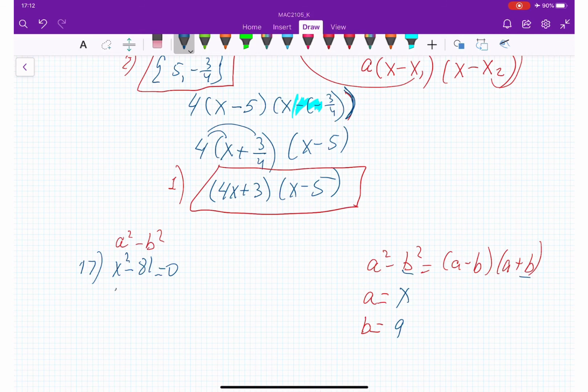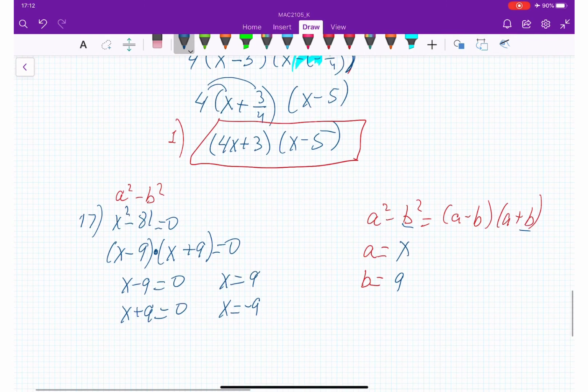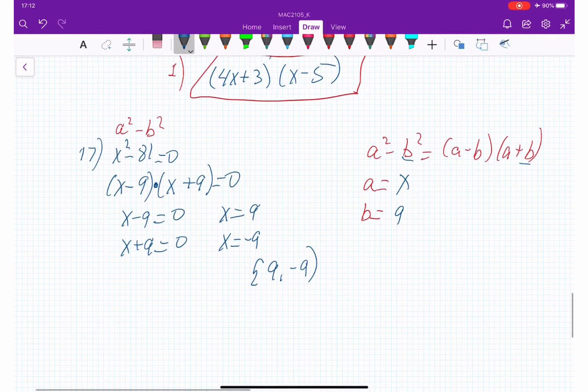So it's going to be (x minus 9)(x plus 9) equal to 0. From here, since we have parentheses, which means multiplication, to get product 0, either x minus 9 is 0 or x plus 9 is equal to 0. So from here, x is equal to positive 9. From here, x is equal to negative 9. And this is going to be your solution, 9 and negative 9. Okay. Two more questions and I will be done.